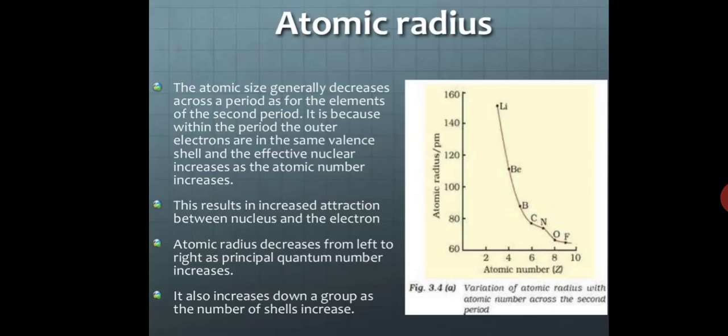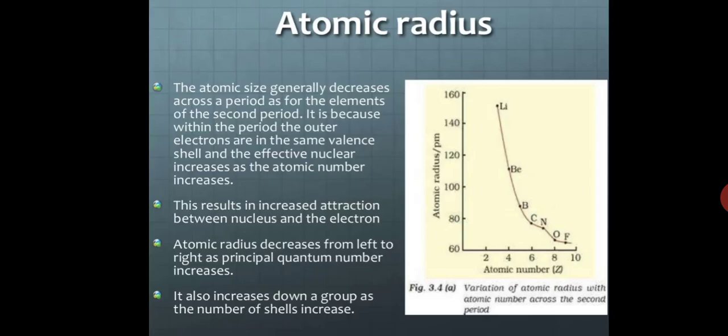Got it? So you can see the graph here. I was talking about this graph just now. In the second period, you can see that as the atomic number increases, the atomic size decreases. The second period starts from lithium, then beryllium, boron, carbon, nitrogen, oxygen, fluorine. You can see the atomic number is increasing, but the atomic size is decreasing. You can see the graph is coming down.